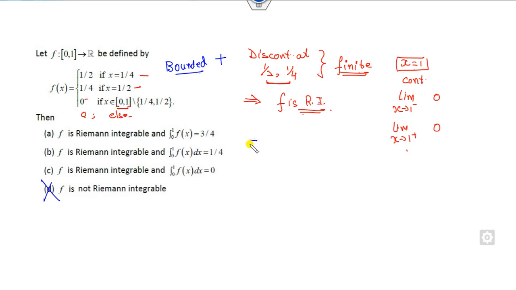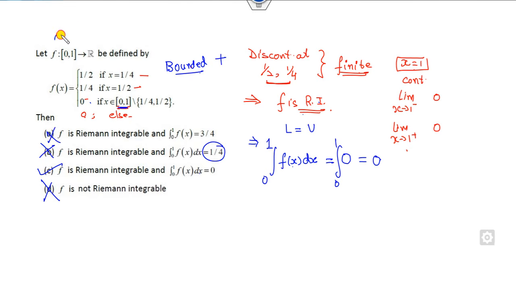Now once the function is Riemann integrable, we can say the lower and the upper integrals are the same. So the domain is 0 to 1, integral of f(x) dx. The function on 0 to 1 is almost everywhere 0. Integration of 0 is 0. So C is the correct option. 1/4 is cancelled. C is the only right answer of this problem.